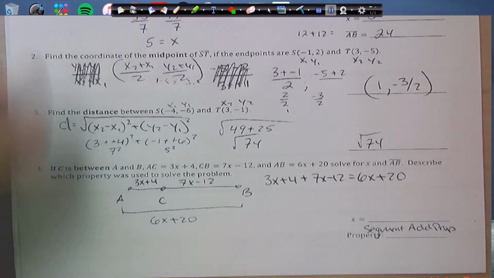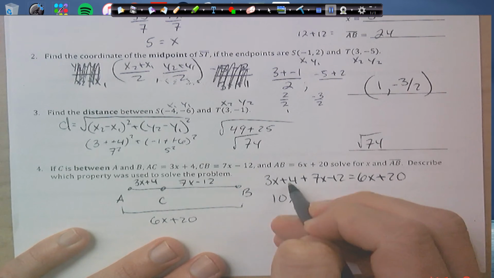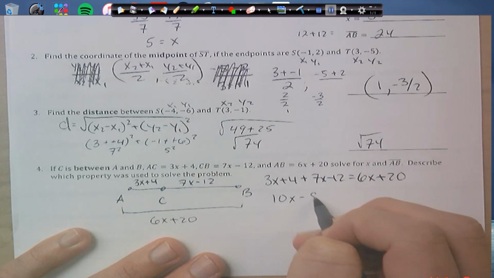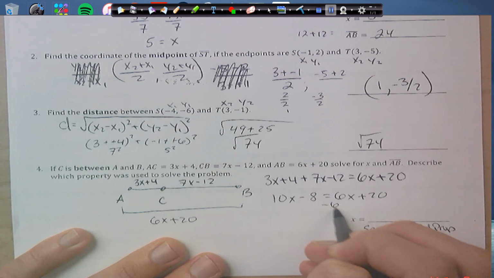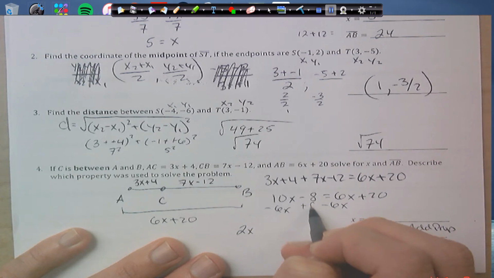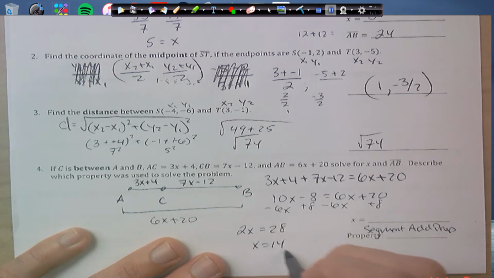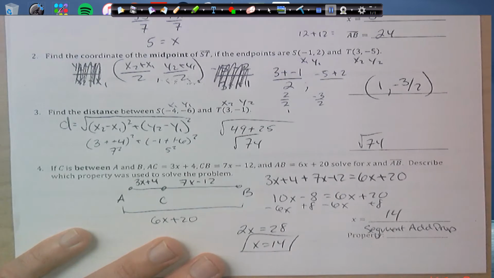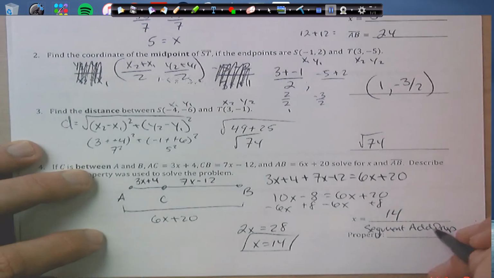All right, so we combine like terms. 3x and 7x is 10x. 4 and negative 12 is going to be a negative 8. That equals 6x plus 20. I'm going to subtract the 6x over. So we get 2x, add the 8 over, equals 28, x equals 14. And there we are. Okay, so segment addition postulate, I should say.